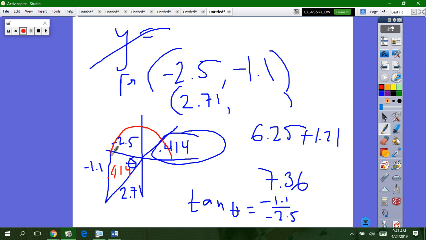What do we know from here to here? That's pi, right? Plus 0.414, so I have 3.14 plus 0.414, which is 3.554. Does that make sense, Cosette? So the first one is my radius, the second one is my angle. Is that good? Okay. Any questions on that? Definitely a great question for the test.